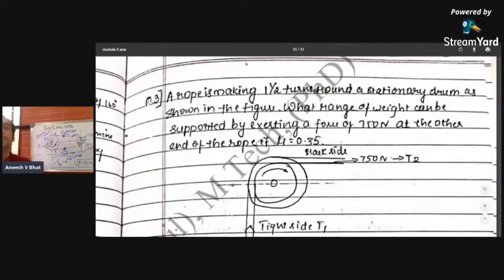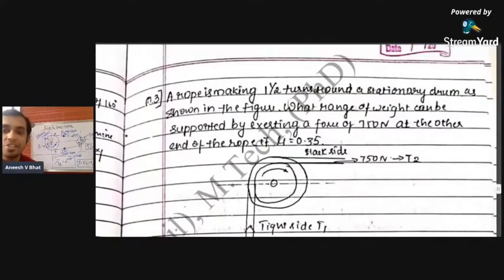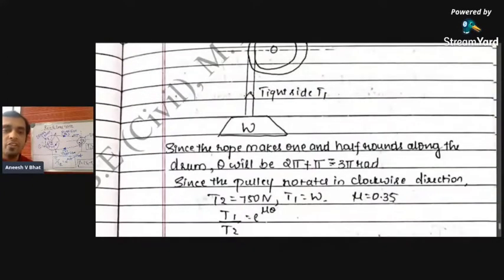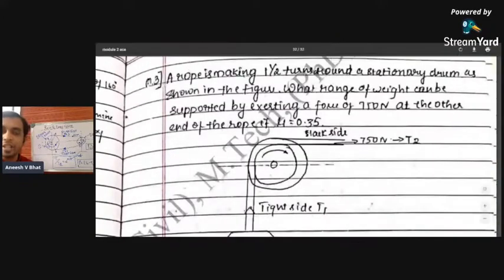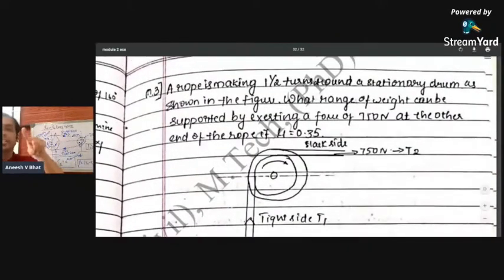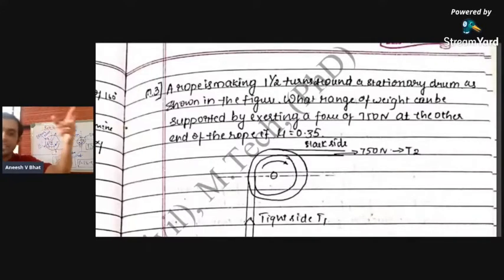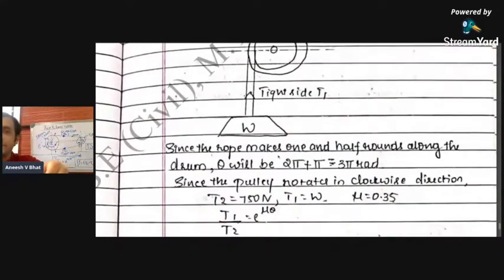A rope is making 1.5 turns around a stationary drum. So what do you understand by this? When a rope makes 1.5 turns, theta is indirectly given in this. If a rope makes one turn, then theta will be 2 pi in radians. Plus half will be pi. So 3 pi radians will be theta. Theta is indirectly given as 3 pi, and you can straight away measure it in terms of radians.